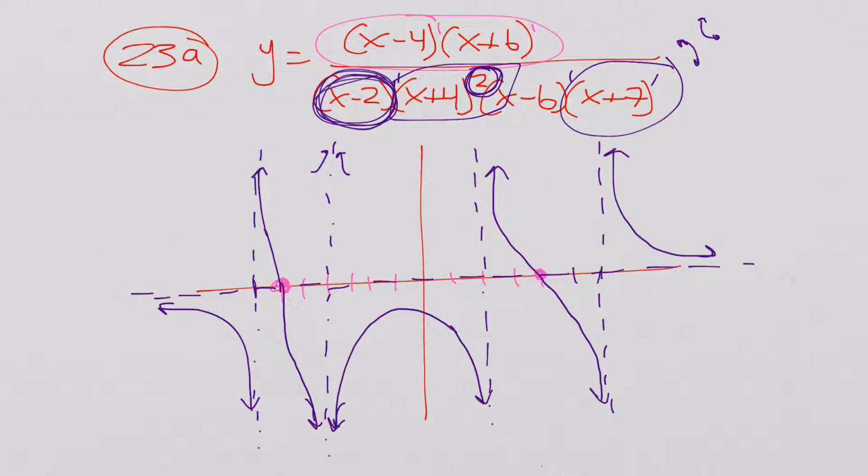So I've identified all of the vertical asymptotes, all of the x-intercepts. My y-intercept is a number, and I'm not going to find it, but you could plug in 0 for x and find your y-intercept. But it should be a negative number. You should see that you do get a negative y-intercept if you plug in 0. So there's that.